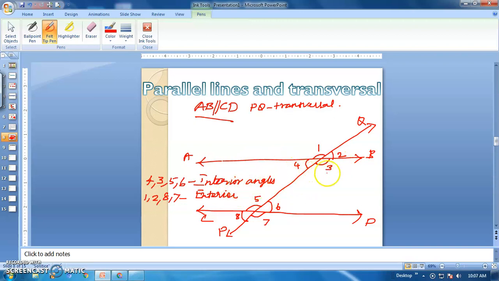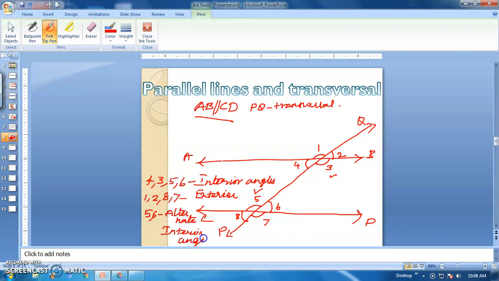And similarly, if you consider the interior angles alone, 5 and 3 lie on opposite sides of the transversal, right? This is the transversal. So 5 and 3 lie opposite of the transversal. Therefore, 5 and 3 are called alternate interior angles.